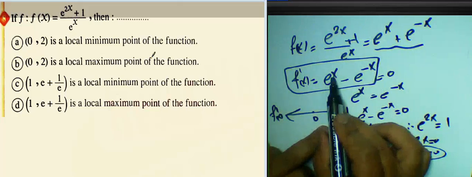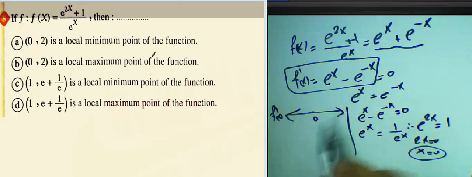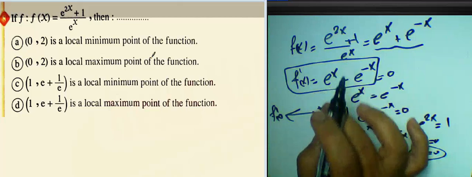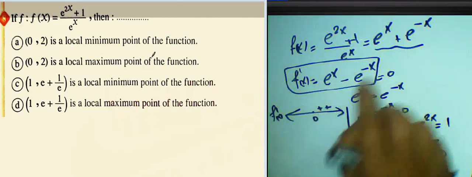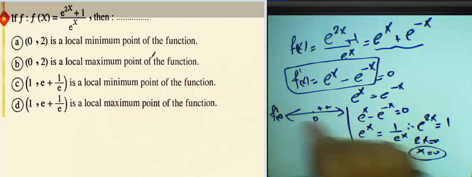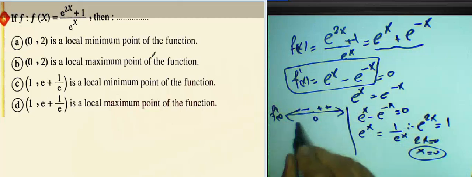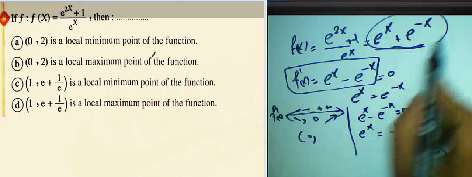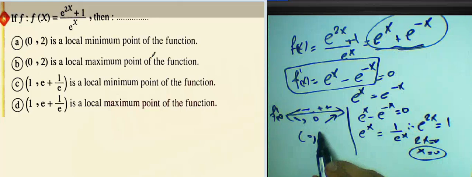Put 1 here, it will be positive, and here it will be positive, and here it will be negative. Such that negative 1 it will be fractions, and fractions it will be negative. It will be minimum and will be maximum. So 0 is a local minimum value at 0. Put 0 in the function here: 1 plus 1 equals 2. Then we must choose letter A. 0 and 2 is the local minimum point of the function.